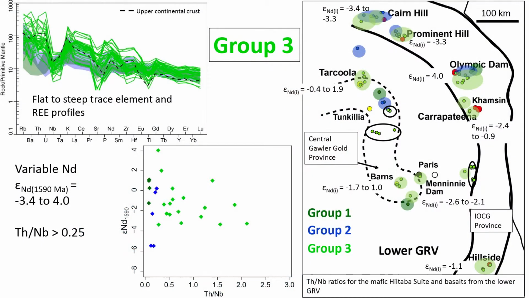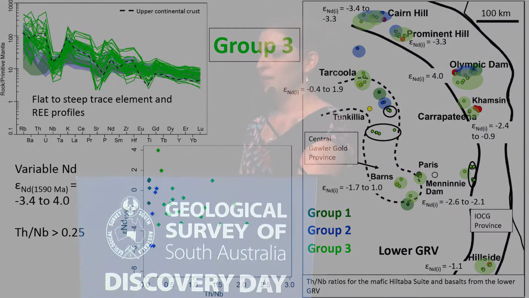Group 3 represent the most regionally extensive of all these groups, occurring in almost every location where we collected a sample, and these are distinguished by their quite steep trace earth element patterns. You can see there's a dashed reference line there, which is the upper continental crust, and the patterns of these rocks actually resemble quite crustal signatures.